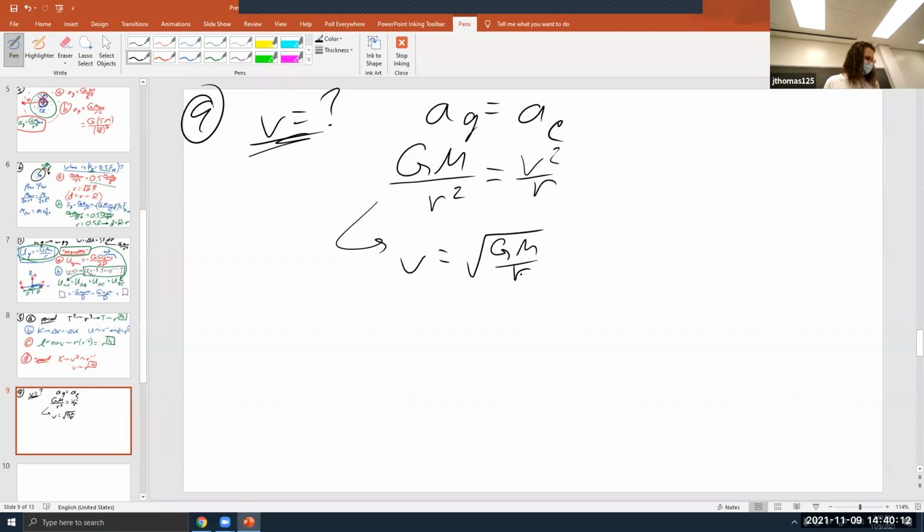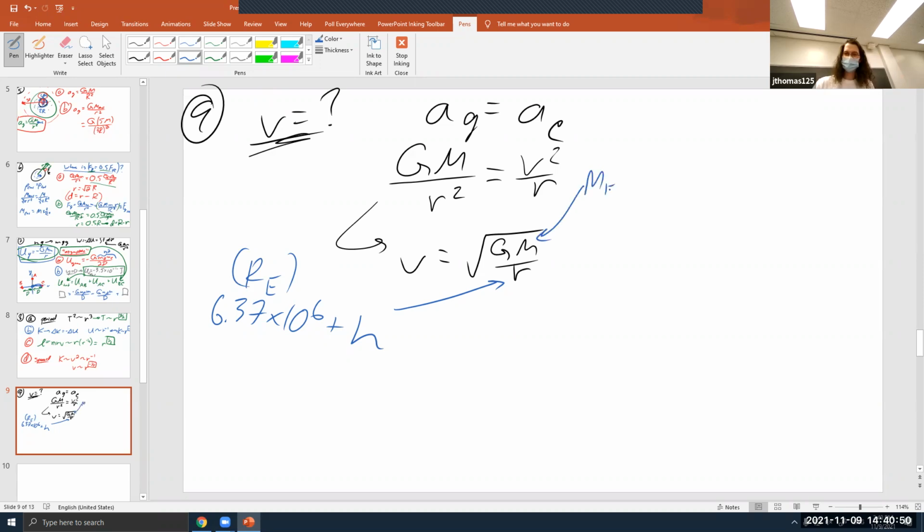You're supposed to look up the mass of the Earth. One thing that I will mention is that your radius on the bottom has to be the radius of the Earth itself, which is 6.37 times 10 to the 6th, plus the h that they give you. They're going to give you a height off of the Earth, 125 kilometers. You have to add in the radius of the Earth. I'll also mention, because they're not going to give it to you, that the mass of the Earth that they expect you to use is 5.98 times 10 to the 24th.